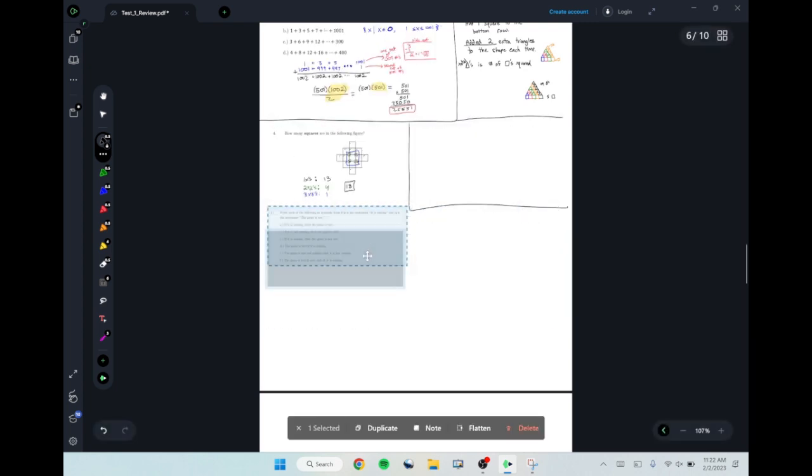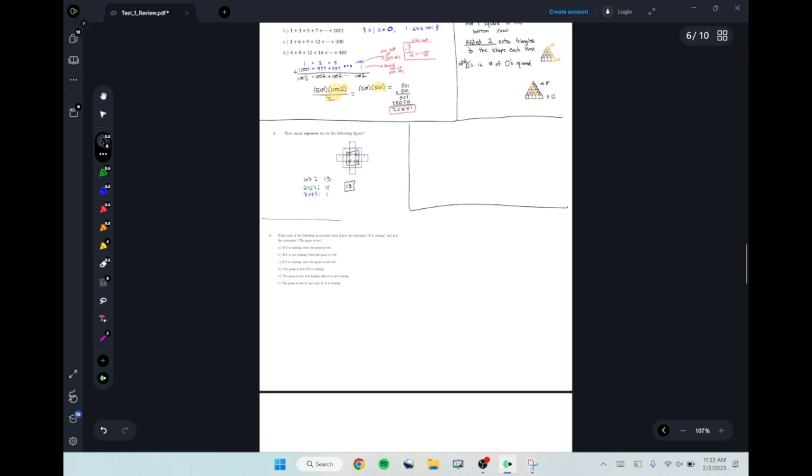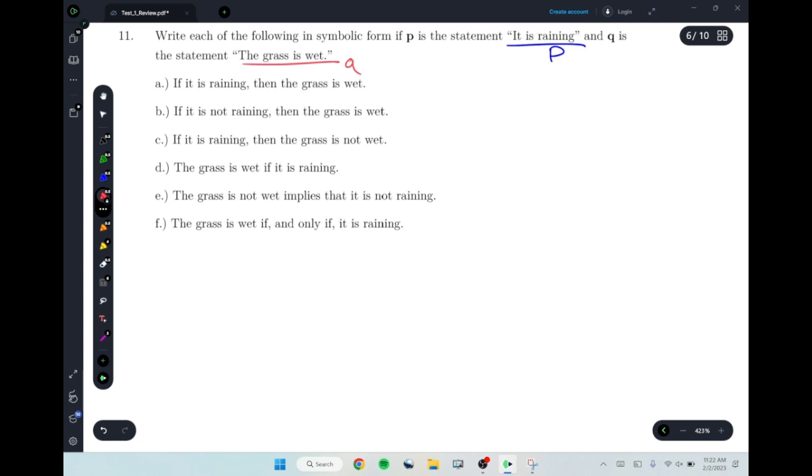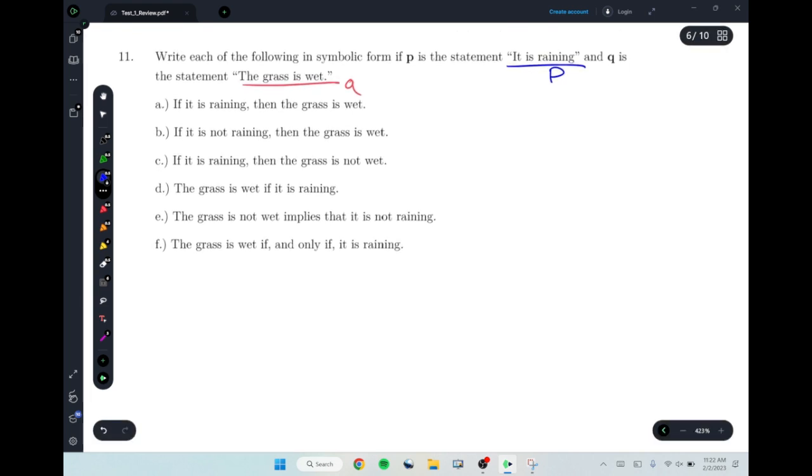All right. Write each statement in its symbolic form, and they gave us the statements, right? They're using the raining one. They're using the one we don't like. So that's okay. So what are they saying is raining? I'm going to do it colored too. It is raining is P. And in red, the grass is wet is Q. Okay. If it is raining, then the grass is wet. So let's do A. If it is raining, then the grass is wet.